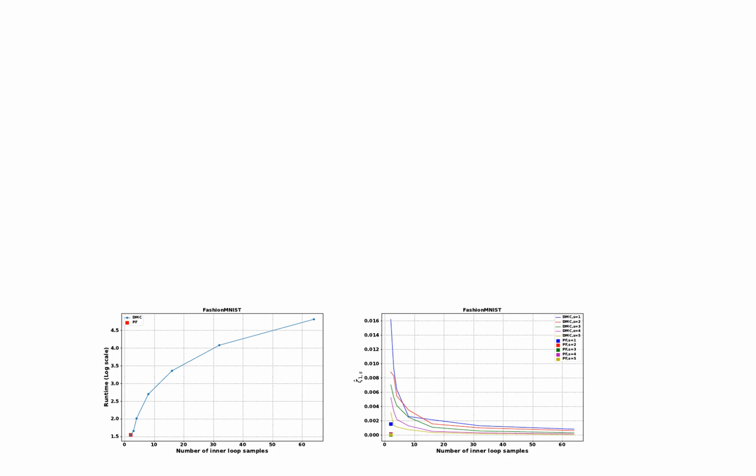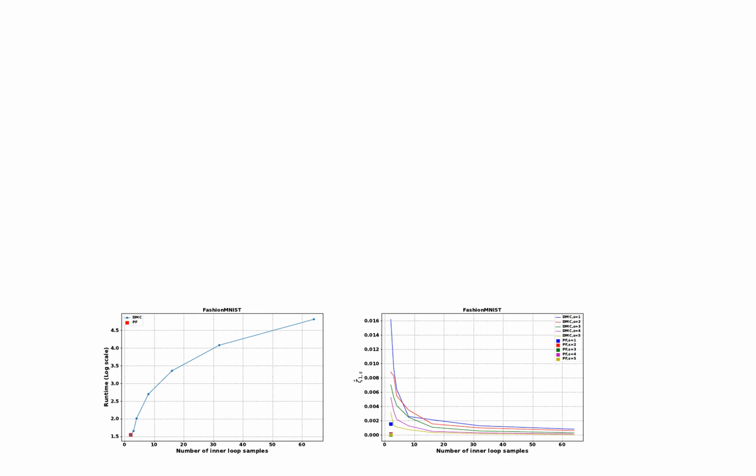The left panel, Figure 11a, shows the runtime comparison, with t equals 100 for both algorithms and varying inner loop counts for DMC. The running time of DMC increases rapidly with the number of inner loops, far exceeding that of PF. This indicates that while DMC may provide more accurate estimates, it is computationally less efficient than PF.